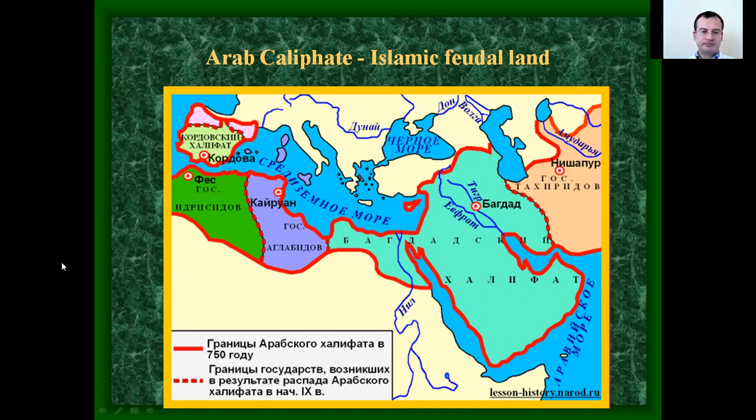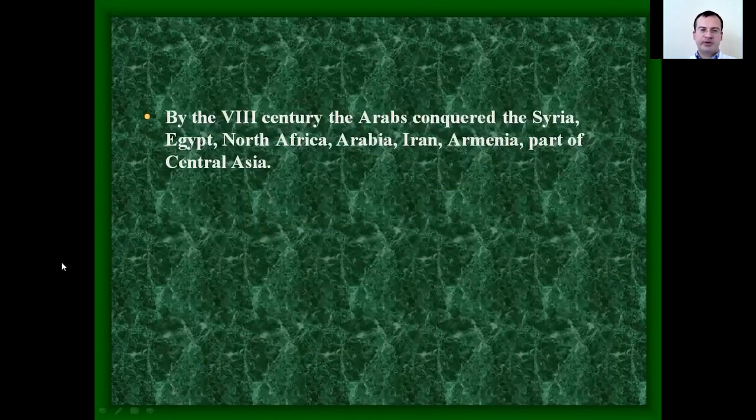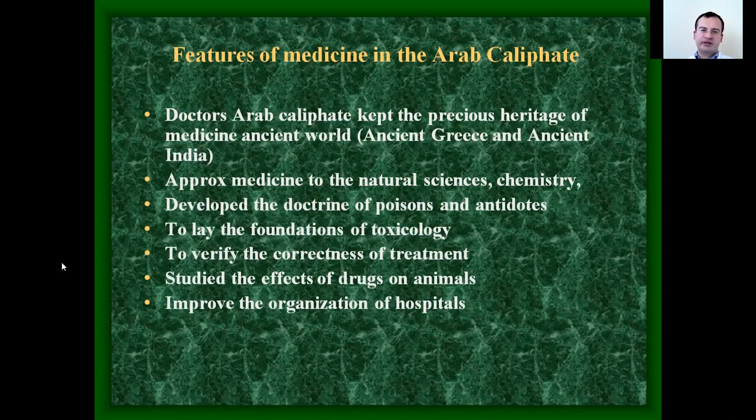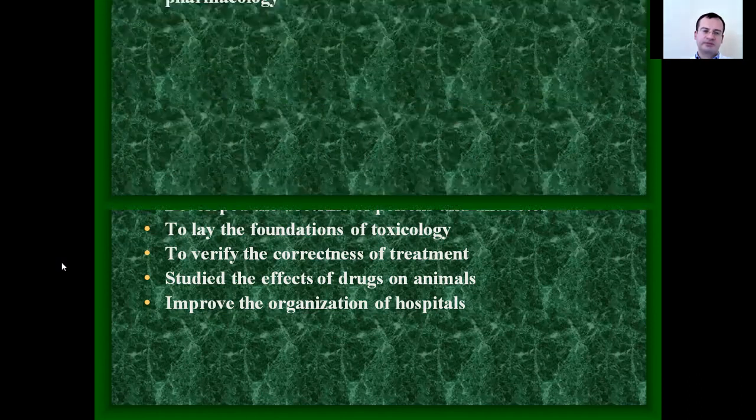The Arab Caliphate. By the 8th century, the Arabs had conquered Syria, Egypt, North Africa, Arabia, Iran, Armenia, and part of Central Asia. Features of medicine in the Arab Caliphate. Doctors of the Arab Caliphate kept the precious heritage of medicine of the ancient world, of the ancient Greeks and ancient Asia. They approached medicine as a natural science, developed chemistry, developed the doctrine of poisons and antidotes, laying the foundation of toxicology, and to verify the correctness of treatment, studied the effects of drugs on animals, and improved the organization of hospitals.